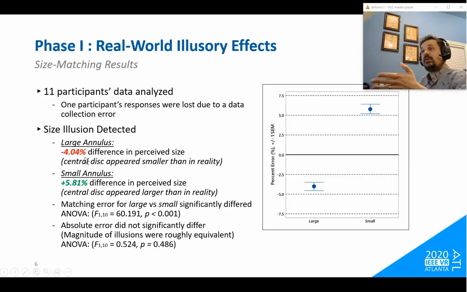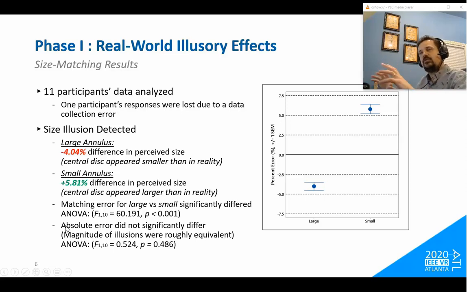The large annulus resulted in a 4.04% underestimation of the size of the target. So the central disk appeared to be smaller than it was in reality. And for the small annulus configuration, there was a positive 5.81% difference in size, meaning the central disk appeared larger than it actually was in reality. So the difference between these is actually pretty strong. We have a p of less than 0.001. But looking at this plot here, it's kind of obvious that that's the case.